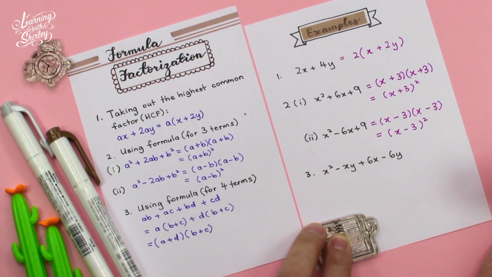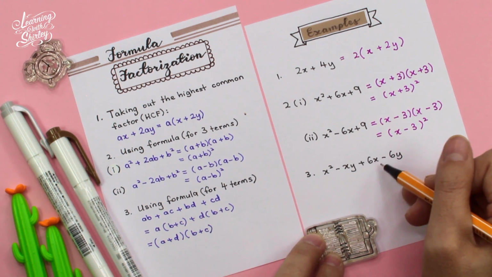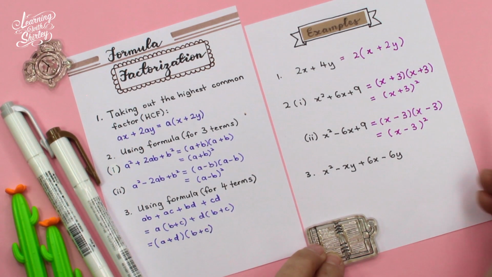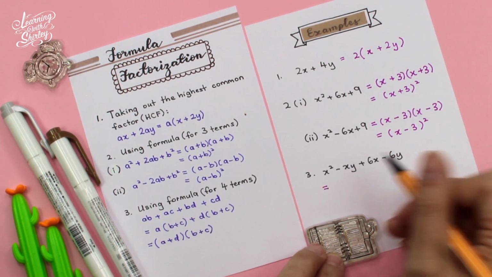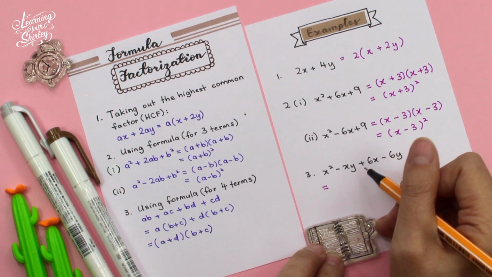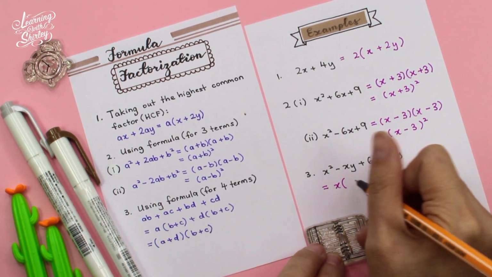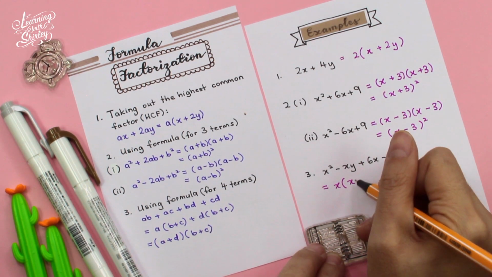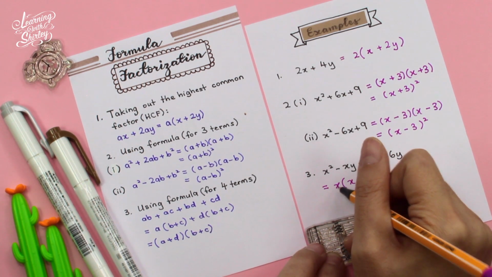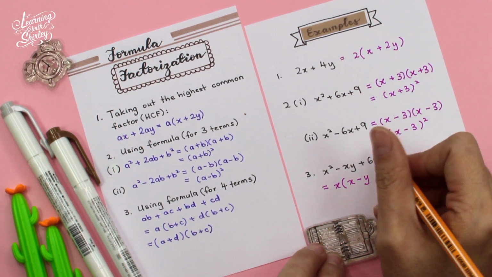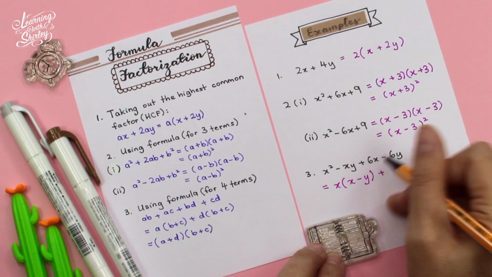Okay? Then for number 3, x squared minus xy plus 6x minus 6y. So this we use formula for 4 terms. So you look at the first 2 terms first. So the HCF for the first 2 terms is x. So we take out the x. So you get x, because x squared divided by x is x, minus y, because xy divided by x is y, and that's a negative. Then close bracket. And then plus, let's look at the third and the fourth term.